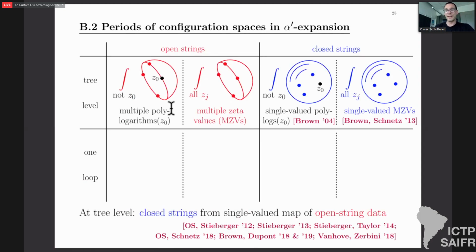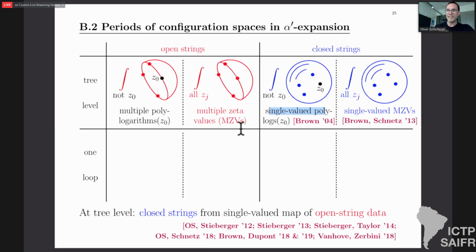And on the closed string side, these polylogs want to conspire to single-valued objects where you need support from the complex conjugates. And this is a way to define what a single-valued multi-zeta is. It's what you can get by evaluating single-valued polylogarithms at unit argument. So there's a single-valued map which commutes with evaluation, so to say, and which gives you a fully explicit construction. You start with open string data, you hit the multi-zetas with a single-valued map, and you get the closed string results for free, for the moment at tree level.